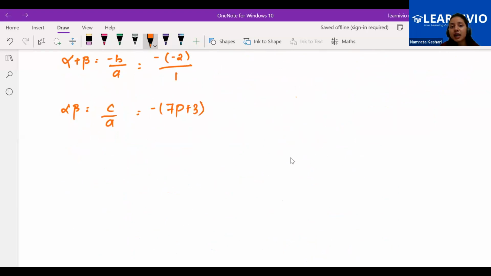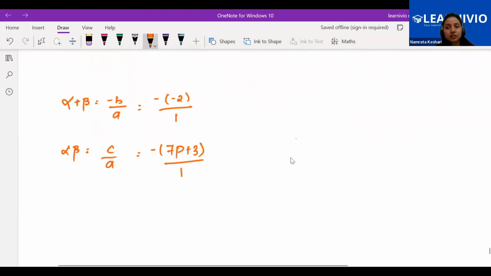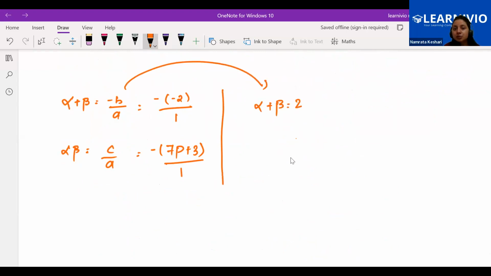And this is how A, B, C can also be there in the question. Okay, A is 1. This is what we got from the polynomial. Now, here one of the roots is already given. So basically, from here we got alpha plus beta is equal to 2, just 2. And here we got alpha into beta is equal to minus of 7p plus 3.